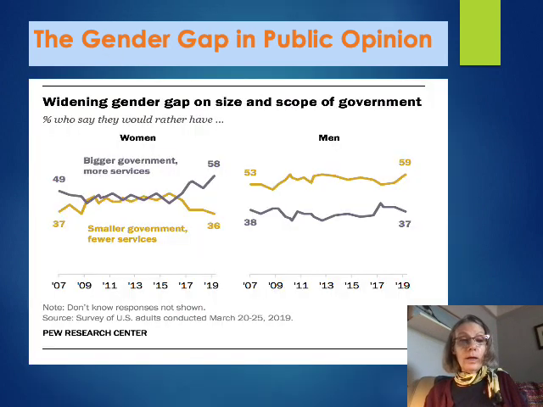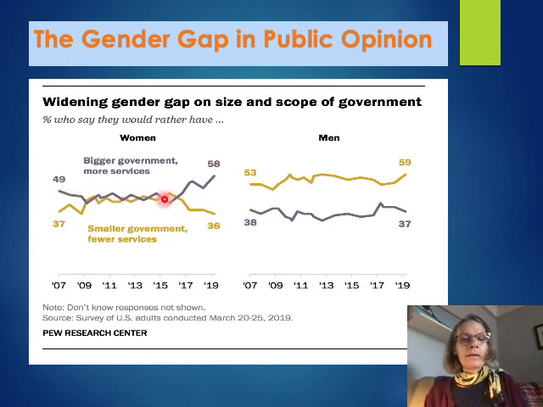This graph, from the Pew Research Center, asks whether you would rather have bigger government and more services, or smaller government and fewer services. The black line is bigger government, and the yellow line is smaller government. On this side are women, and this side men. You can see a really big difference. It's almost like a polar opposite, right?